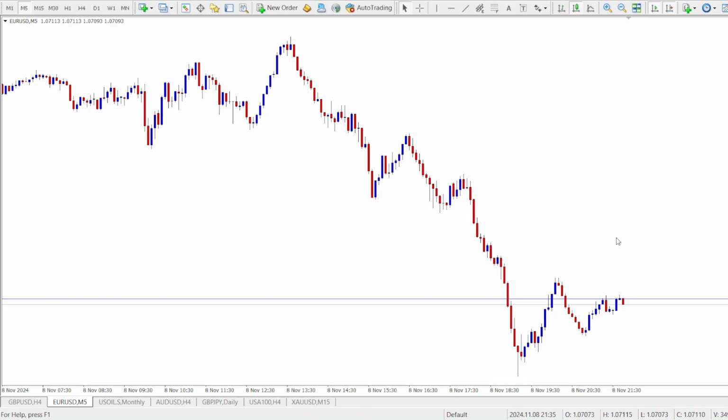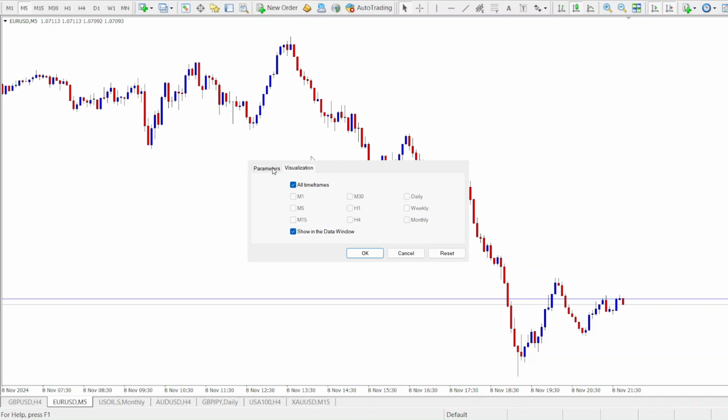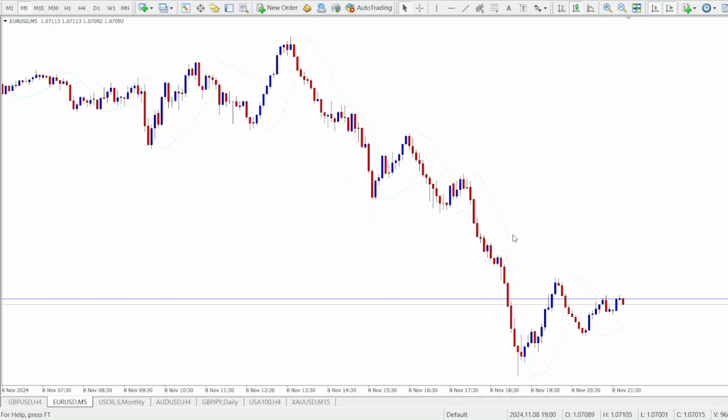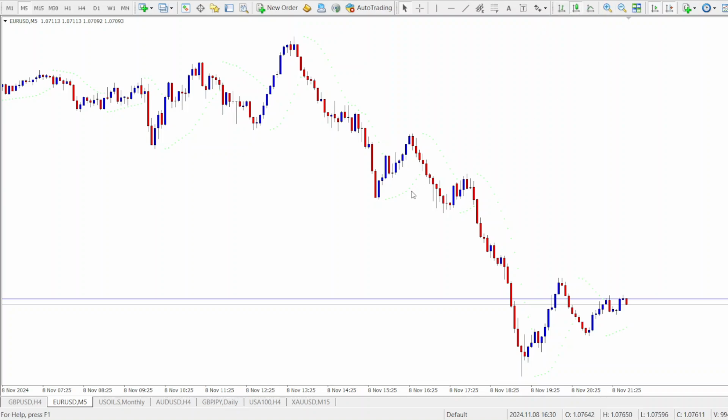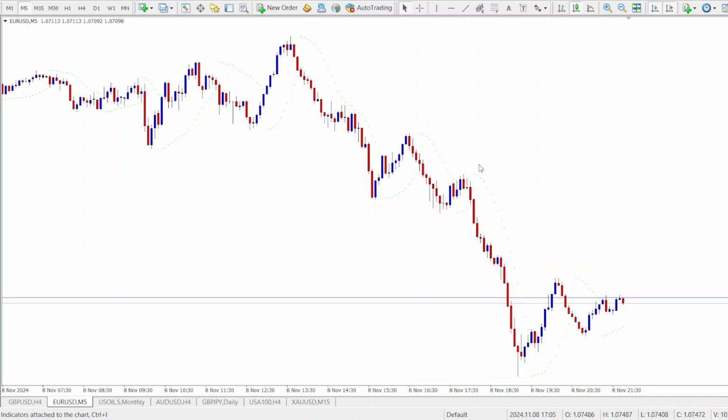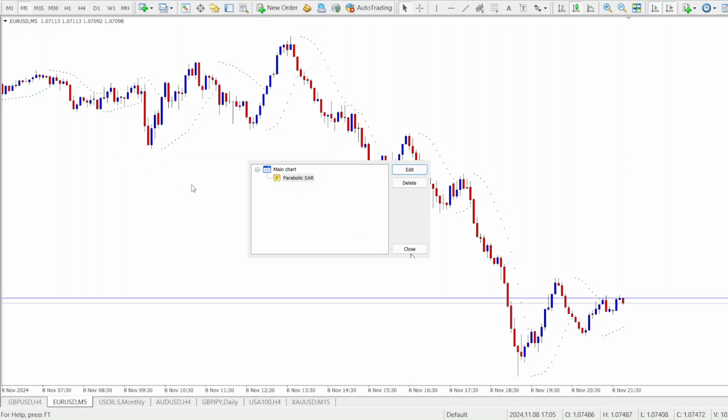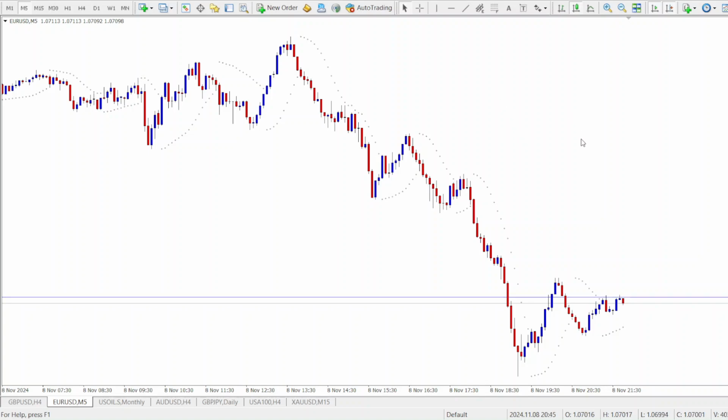So first, let's quickly talk about what the parabolic SAR actually does. We're going to start with loading the indicator to the chart. So we're just going to load the parabolic SAR. As we can see, this is the indicator. I'm just going to reset it, and then here we go. This color is quite light, so I'm just going to change the color to something a bit darker so it will be easier to spot. Here we go. So now let us talk about what the parabolic SAR does.